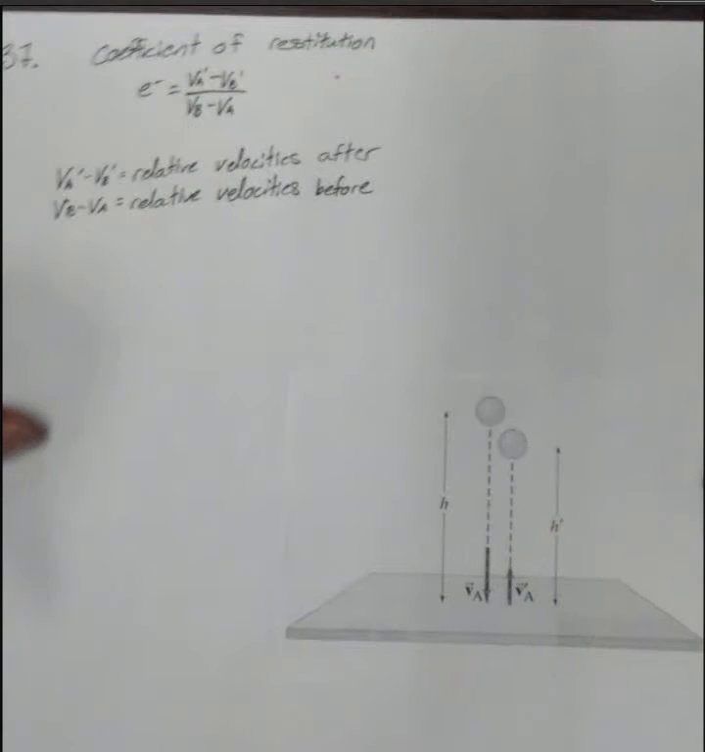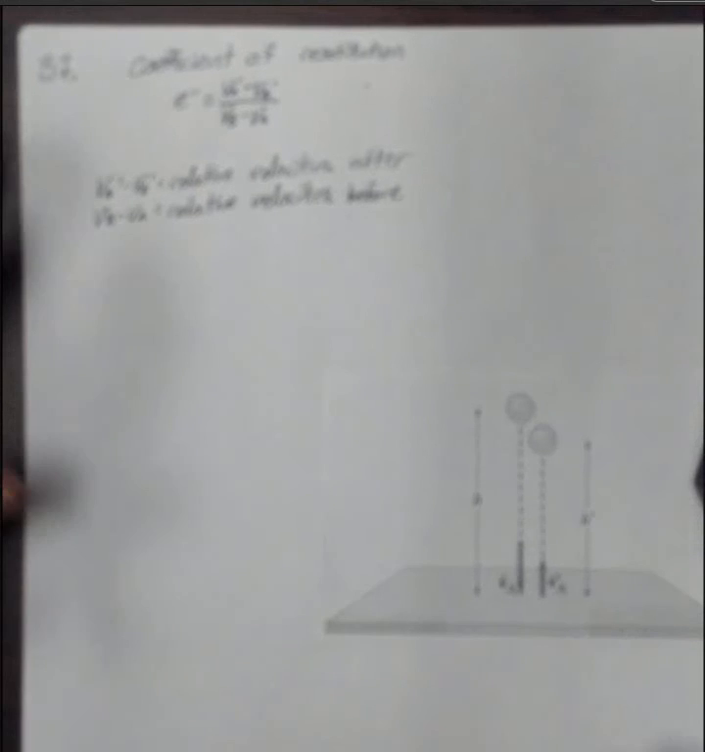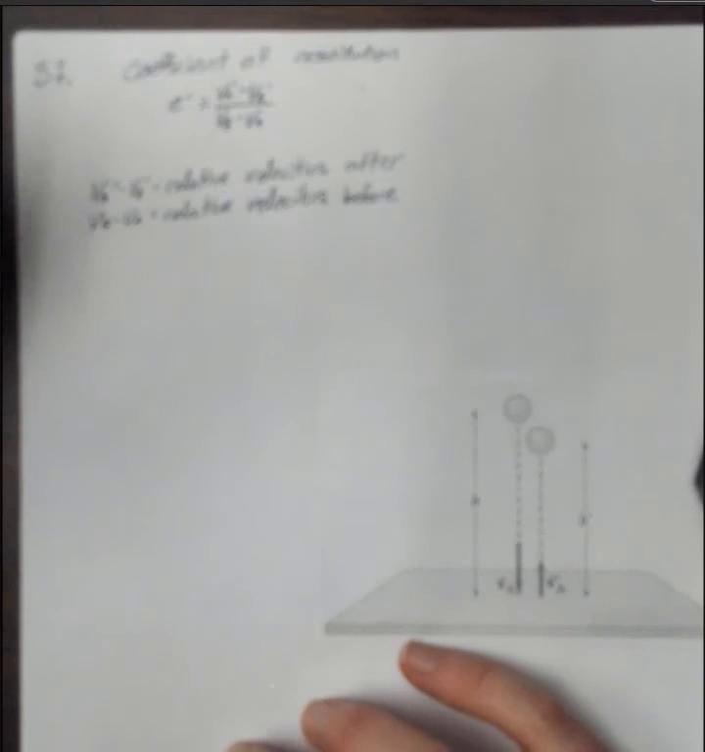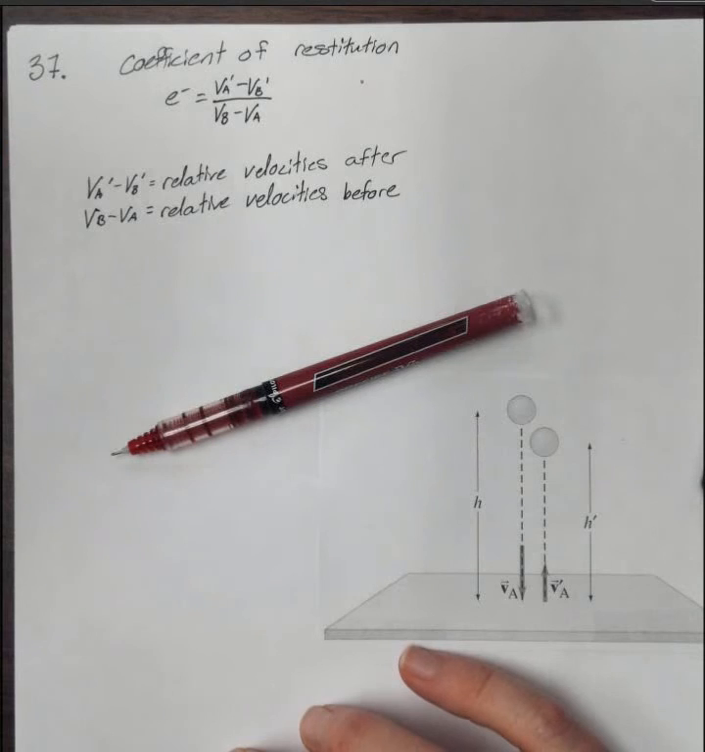Last but not least, I love this problem so much, and you're going to be doing a lab in just a moment related to this problem. We're going to be determining the coefficient of restitution given by the symbol E. And that coefficient of restitution is the measure of inelasticity of a head-on collision between two objects.